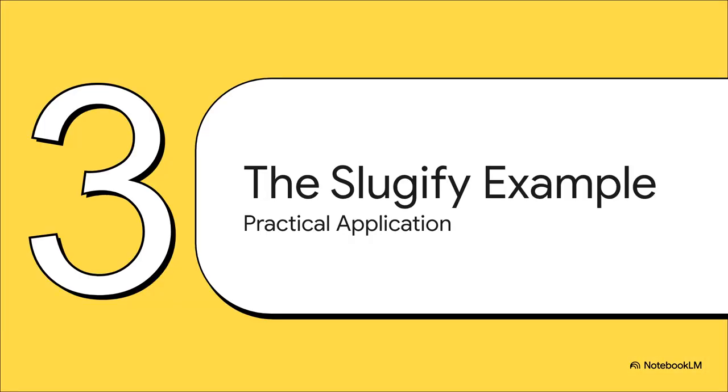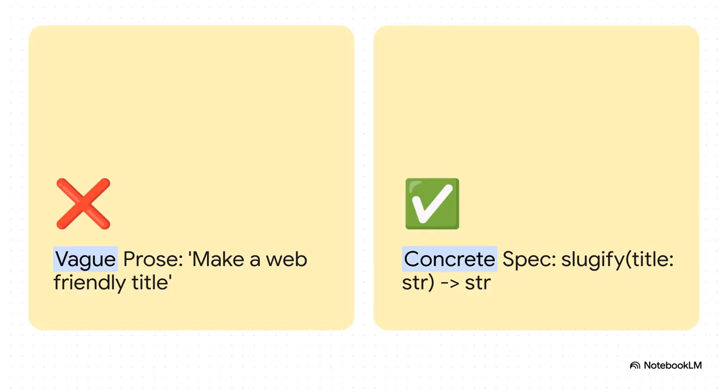Section 3. The Slugify example. Let's move on and see how this builds. It's one thing to talk about contracts in theory, but let's see exactly what this looks like in a real code editor with a classic developer task, building a Slugifier. Now, we all fall into this bad habit of using vague prose, like make a web-friendly title. If you prompt like that, who knows what you'll get? The AI might replace spaces with dashes, or maybe underscores. Maybe it keeps capital letters, maybe not.